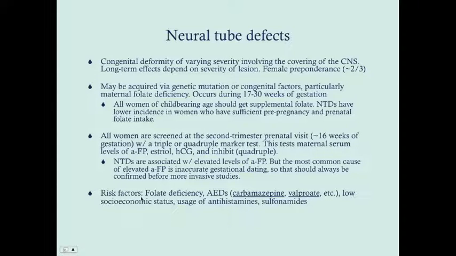Other things include low socioeconomic status, usage of antihistamines and sulfonamides. Also, women of Hispanic descent are at increased risk, probably due to genetic reasons.